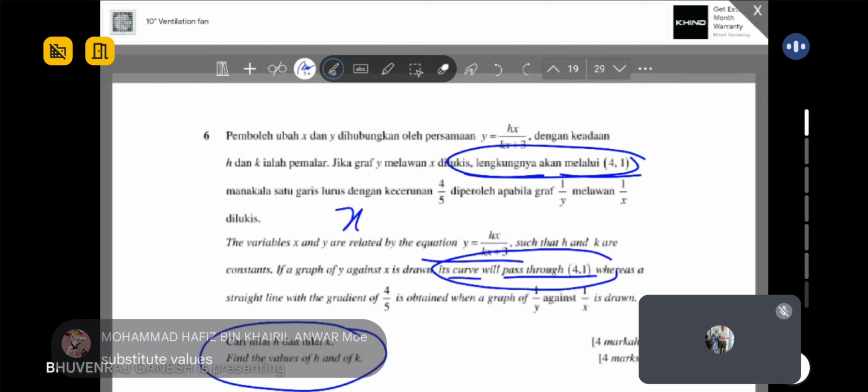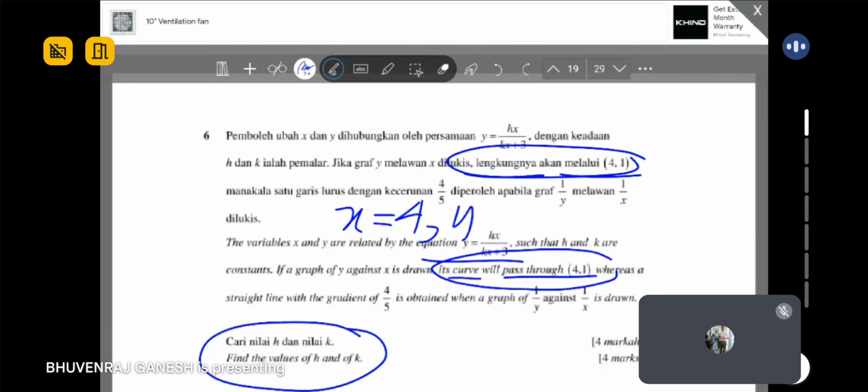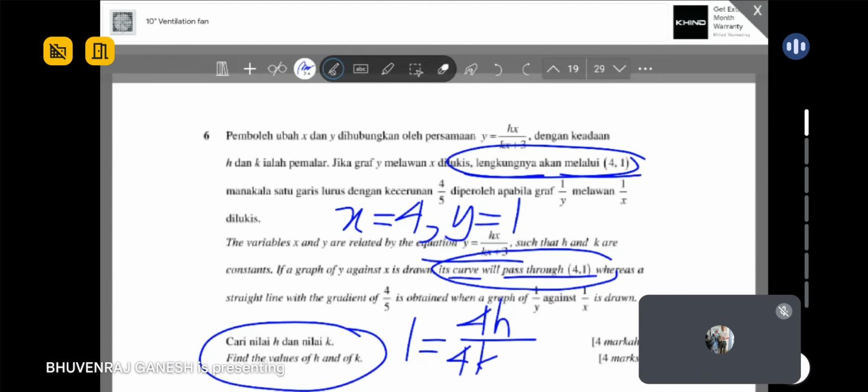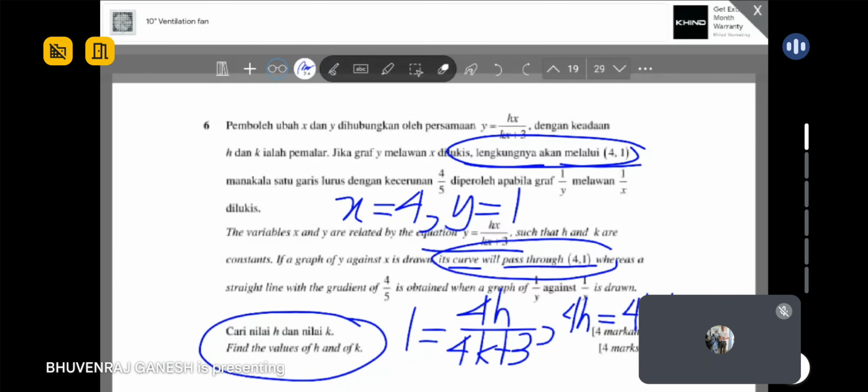Correct, just substitute the values. So x is 4, y is 1, and you get the first equation: 1 equals 4h over 4k plus 3. So you get 4h equals 4k plus 3. This is the first equation. Okay, second equation.